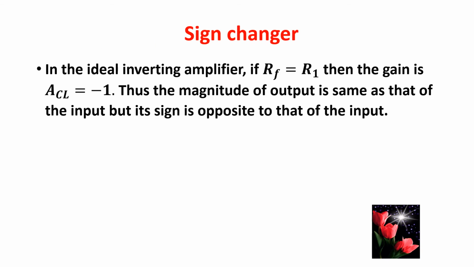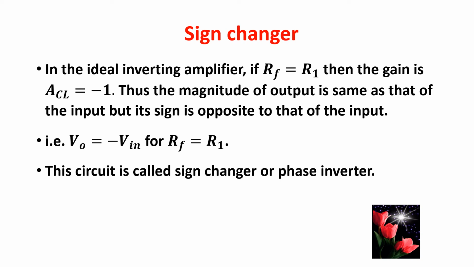Sign changer. In the ideal inverting amplifier, if RF is equal to R1, then the gain ACl is equal to minus 1. Thus, the magnitude of the output is the same as that of the input, but its sign is opposite to that of the input. That is, V0 is equal to minus Vin for RF equal to R1. This circuit is called a sign changer or phase inverter.